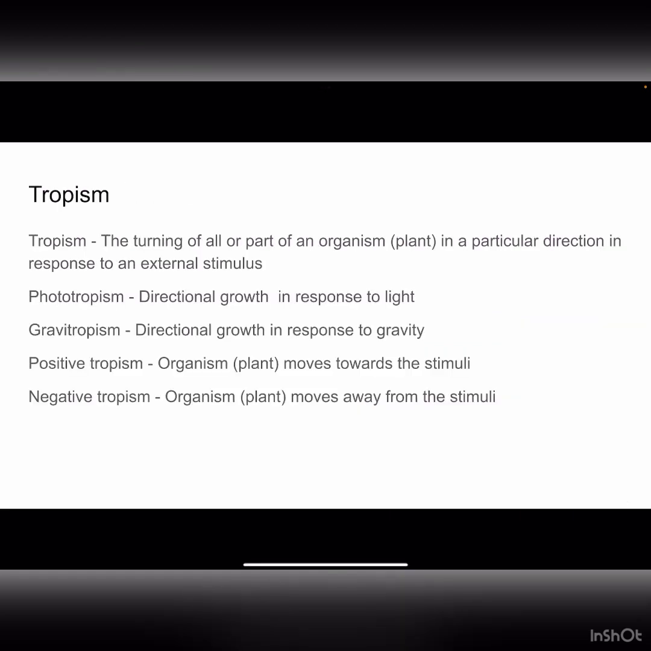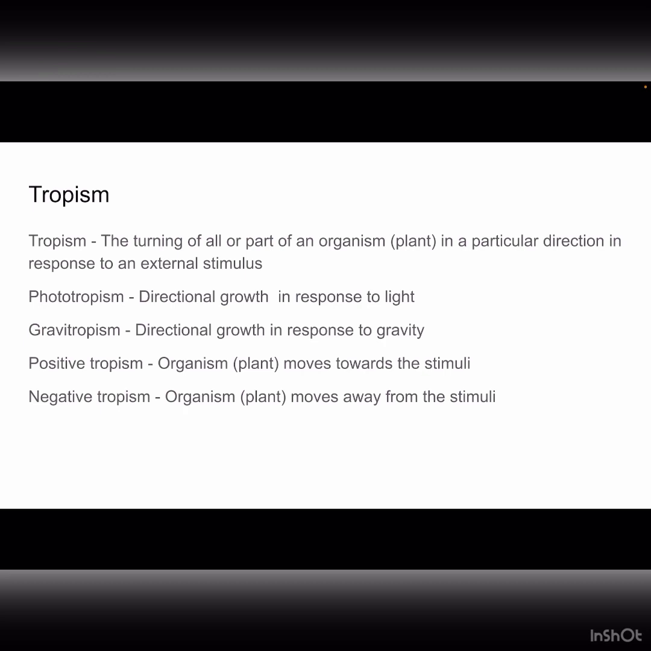It's about time that we talk about tropisms. Tropism is a turning of all or part of an organism, which for our purposes is a plant, in a particular direction in response to an external stimulus. There's a few different types of tropisms. Some of them describe the stimulus, such as phototropism and gravitropism. In phototropism, the plant is moving in response to light, and in gravitropism, it's moving in response to gravity.